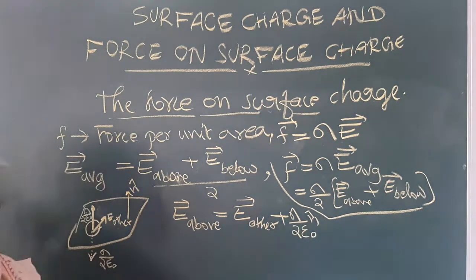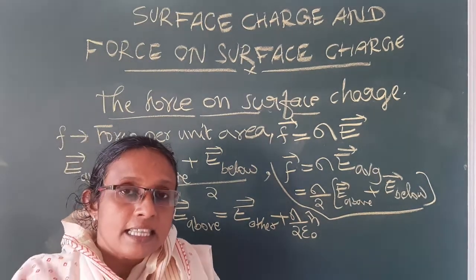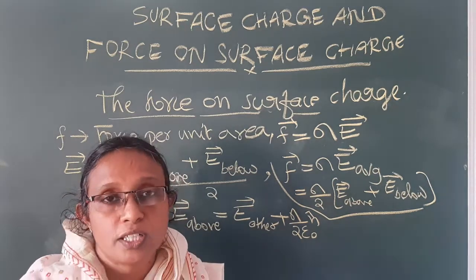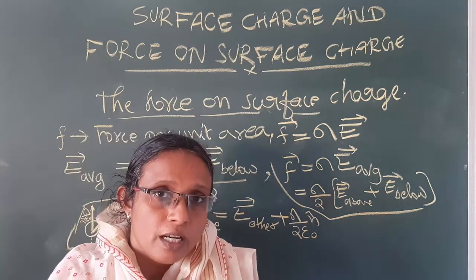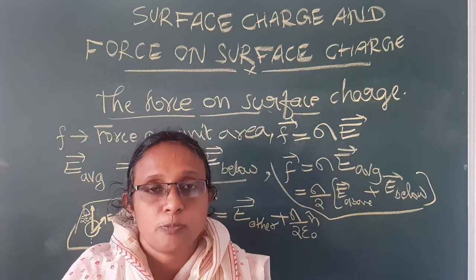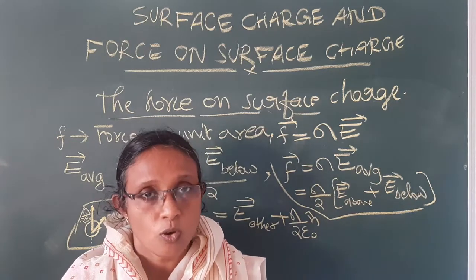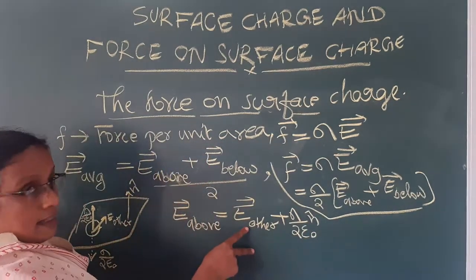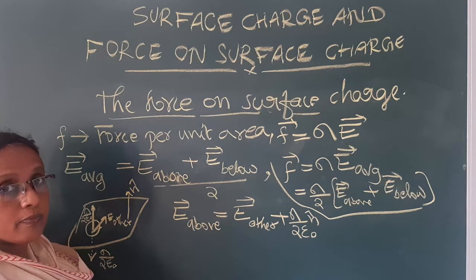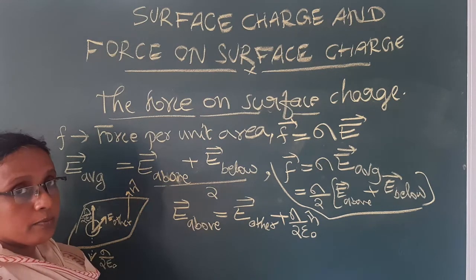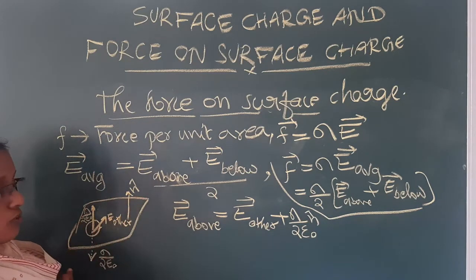We assume this patch is a very small, tiny patch, such that the surface charge distribution is almost constant over this patch. On this patch, the electric field contribution above this patch is sigma by 2 epsilon 0 n cap. We already learned about this. And E other is the field due to all other surface charges. So this is the total field above the surface charge.